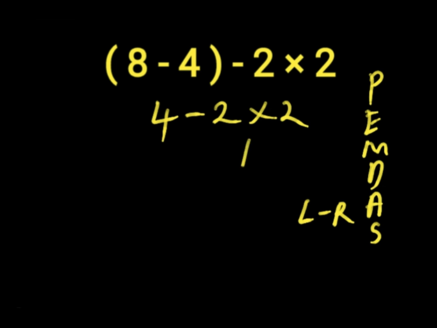2 times 2 will give us 4. Then 4 minus 4 will give us 0. So 0 is the right answer to this expression.